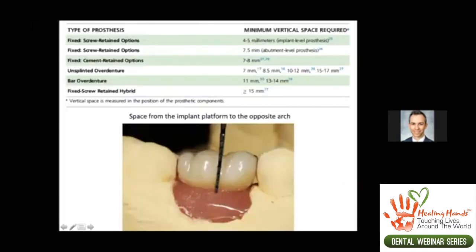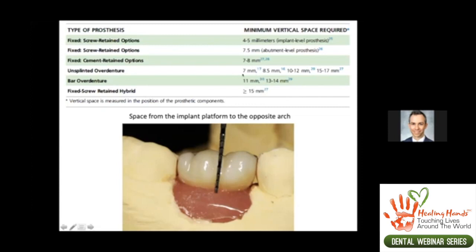So, if you're doing a screw retained crown directly onto the implant platform, 4 to 5 millimeters is the minimum, and that 5 millimeters is from the platform of the implant to the opposite arch, to the occlusal plane. If you're using a screw retained option with an abutment level prosthesis, then you need more space, a minimum of 7.5 of interarch space, and so on and so forth. Bar overdenture, there's been anywhere from 11 to 13, 14 millimeters of space. Screw retained hybrid requires more than 15 millimeters of space.